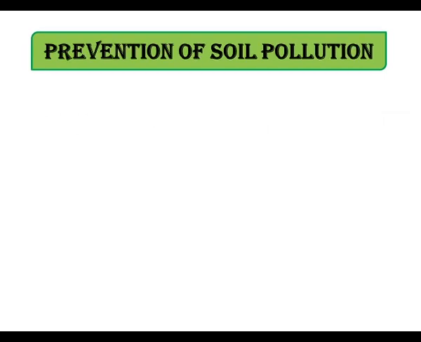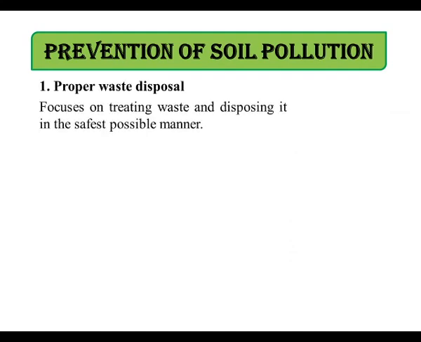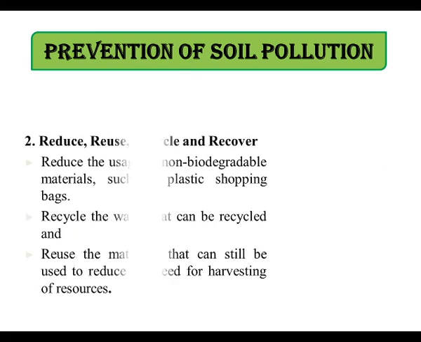Now, let us discuss the prevention of soil pollution. It can be prevented by proper waste disposal. Instead of wasting or providing waste elsewhere, focus on treating waste and disposing of it in the safest possible manner. Another way to prevent soil pollution is to practice recycling, reducing, reusing and recovering. That is, use the 4R.